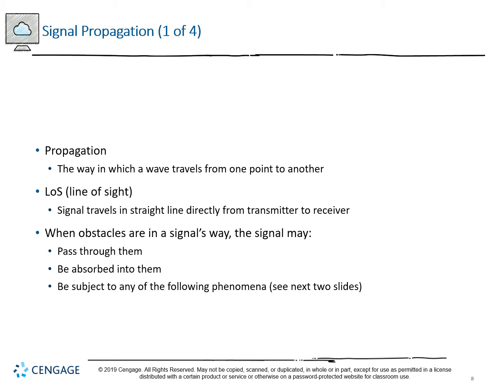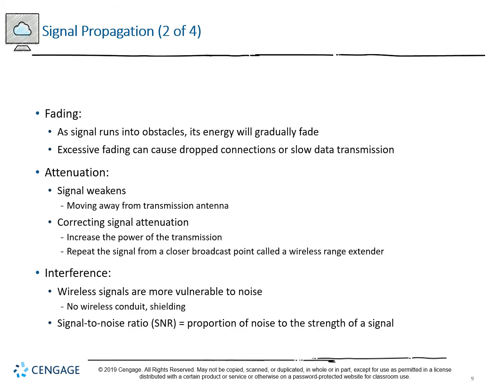If we encounter an obstacle, the signal may do a couple of things. It can either pass through it, depending on the type of obstacle it is, be absorbed into it, or be subject to any of the following phenomena over the next two slides. Fading is where, as the signal runs into obstacles, its energy will degrade and eventually lead to a dropped connection or just a slow transmission. It may also lead to attenuation. If you remember attenuation in a wired connection, it's where the signal weakens as it moves away from its original transmission point.